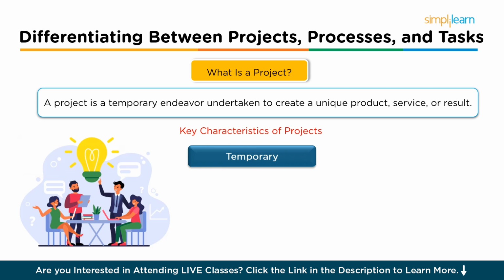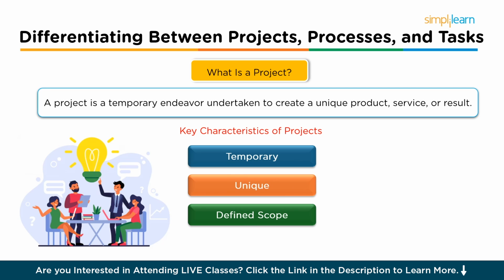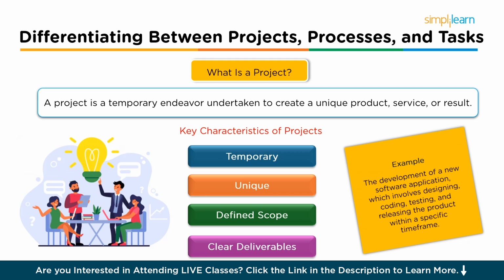Temporary. Projects are time-bound with defined start and end dates. Unique. The goal of a project is to produce a one-off output, such as a new product or service. Defined scope. Projects have a set scope, budget, and resources dedicated to achieving their objectives. Clear deliverables. Projects are defined by specific goals or deliverables that must be achieved within the project timeline. Example: the development of a new software application, which involves designing, coding, testing, and releasing the product within a specific timeframe.